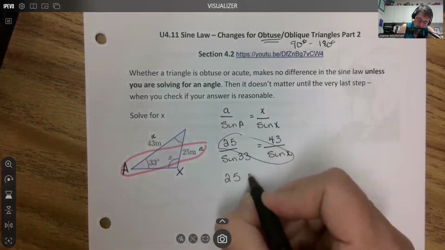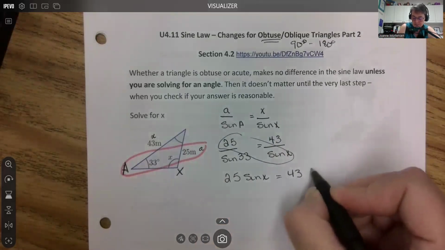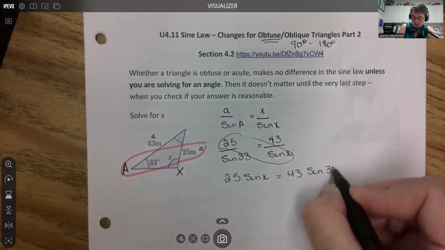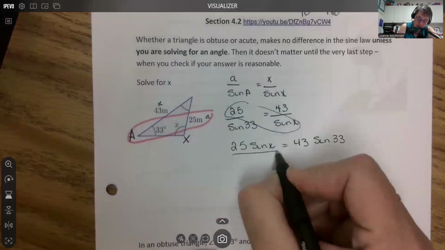25 sine X is equal to 43 sine 33. You guys should be so good at this by now. Divide by 25.